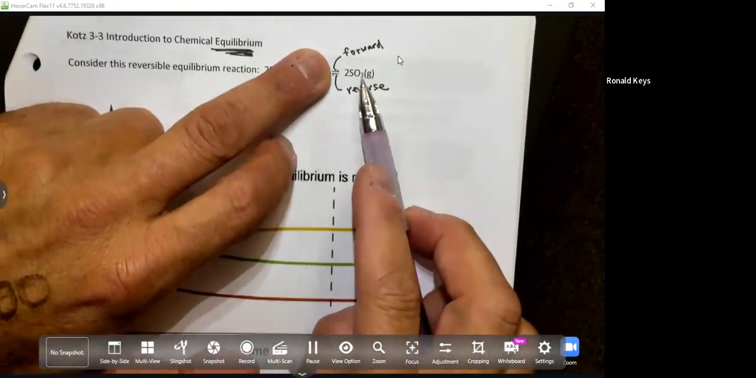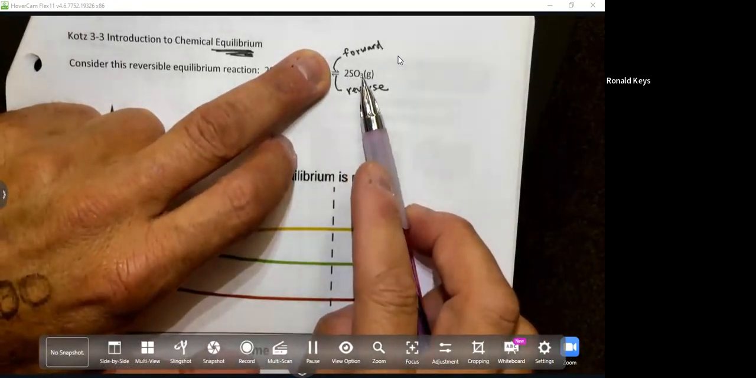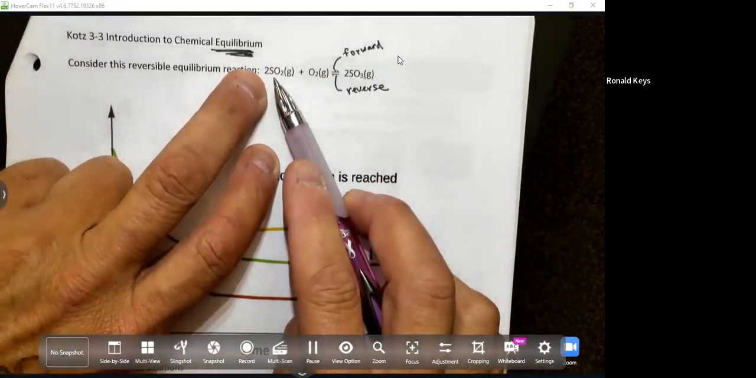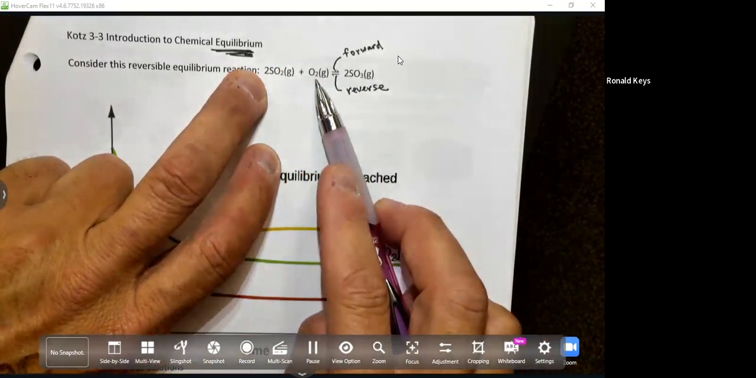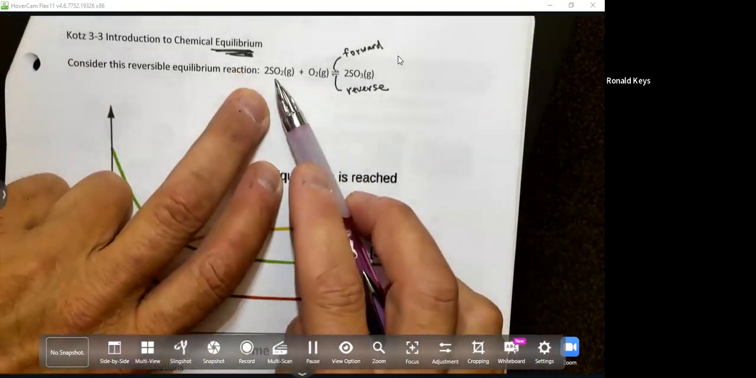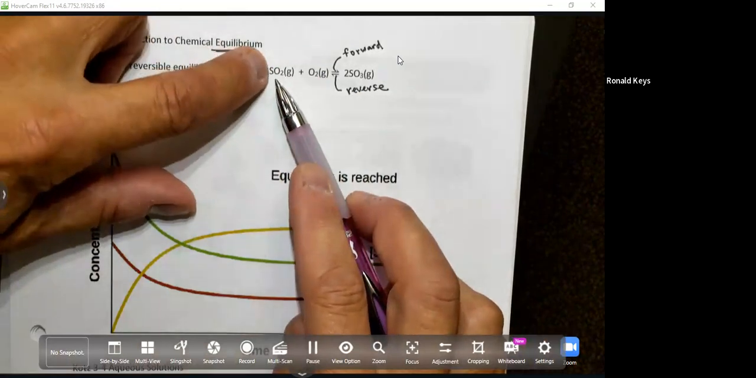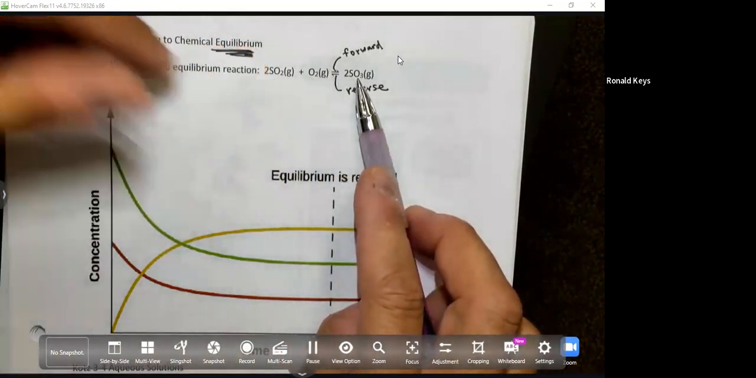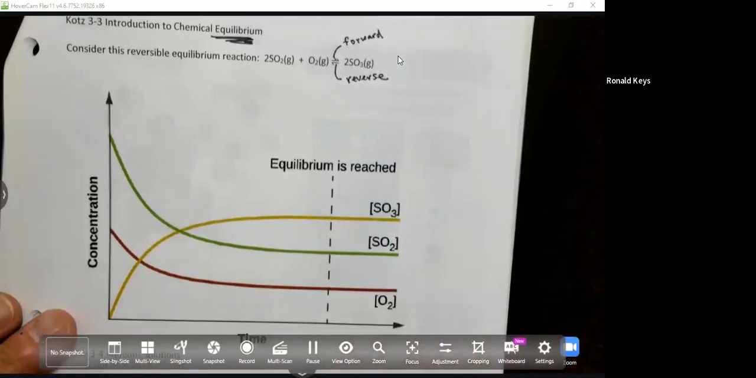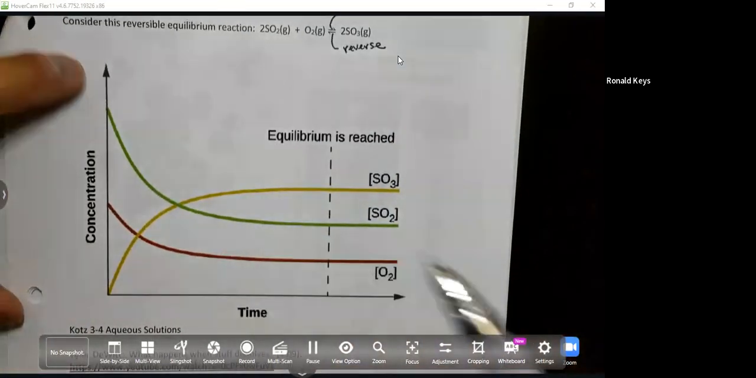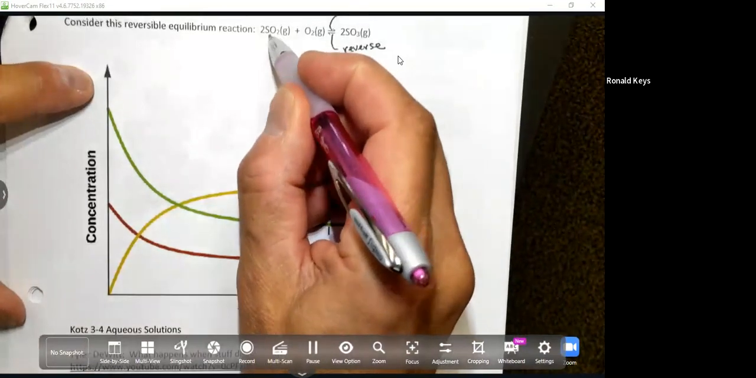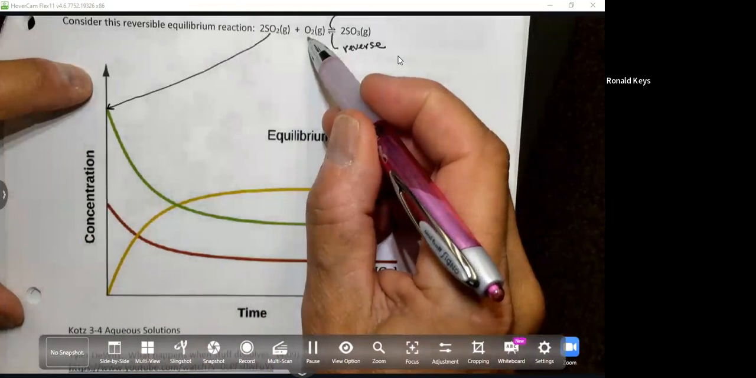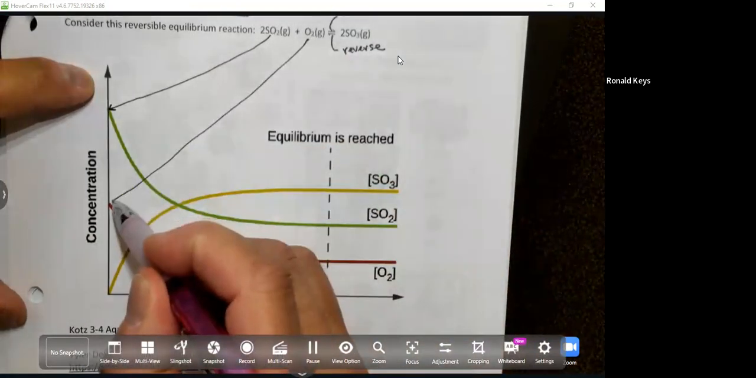If I start this reaction with SO3, what's it going to do? The reverse reaction is going to take place. We're going to get SO2 and O2. If I start the reaction with SO2 plus O2, it's going to start making SO3. In this case, if we look at these lines here, we started the reaction with SO2 and we started the reaction with O2.